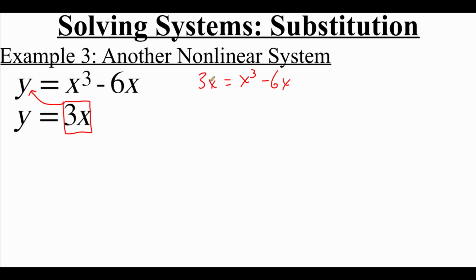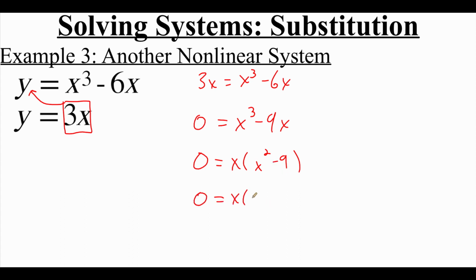Now I want to get all of my x's on the same side, so I'm going to subtract this 3x over to the right-hand side. So we're going to get 0 equals x cubed minus 9x. Now there is actually some factoring that we can do in here. We can take out a GCF of x, so then we're going to get x times (x squared minus 9), but then we're going to be able to factor this out a little bit more because this is a difference of squares. So this is going to factor into x times (x plus 3) times (x minus 3), and all of this is equal to 0.